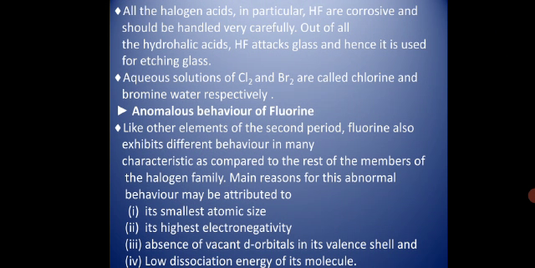Fluorine does not form any polyhalide ion, whereas other halogens form polyhalide ions like I3-, Br3-, Cl3-. This is due to the absence of vacant d orbitals in the valence shell of fluorine. Clear.